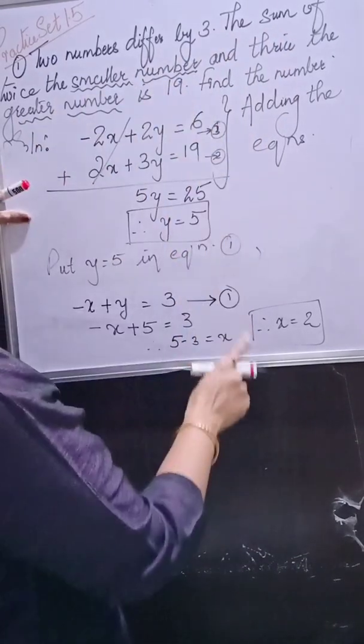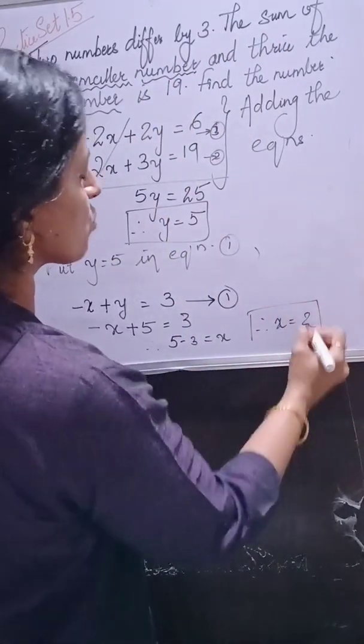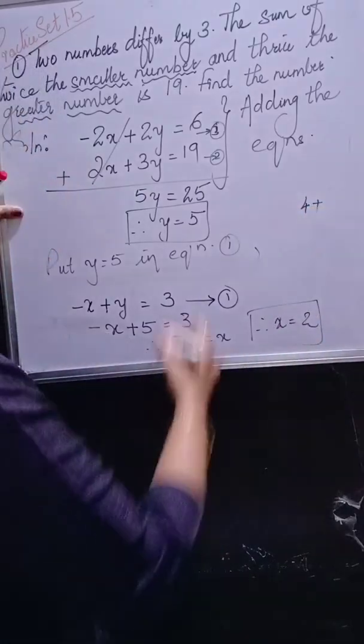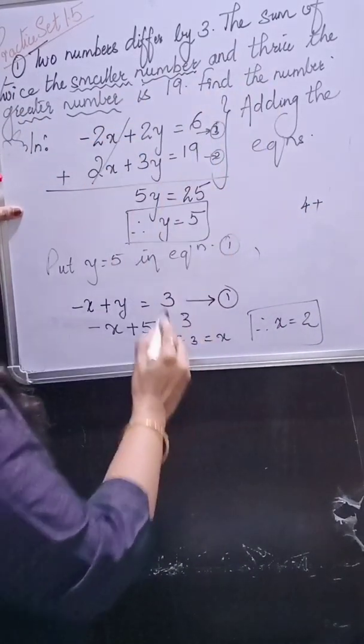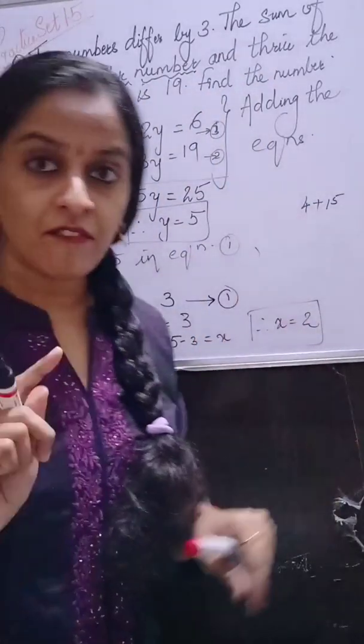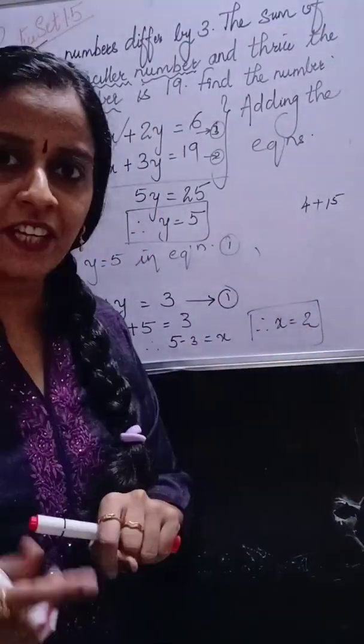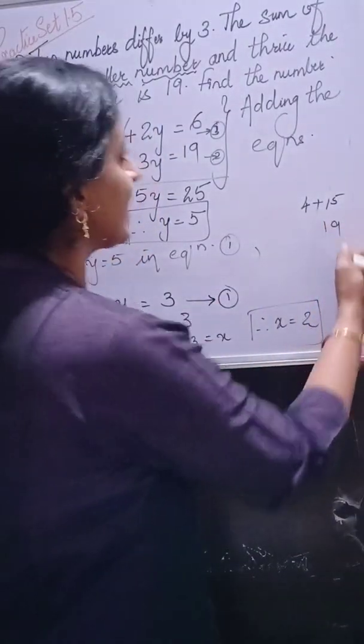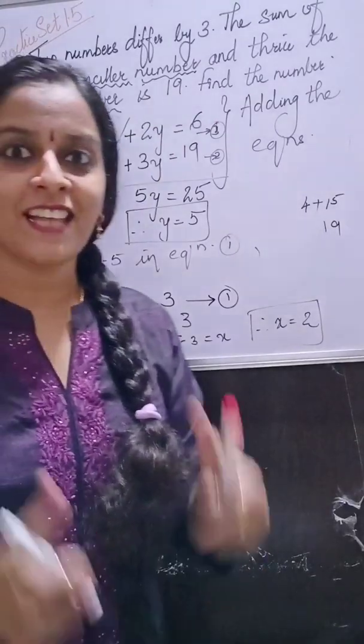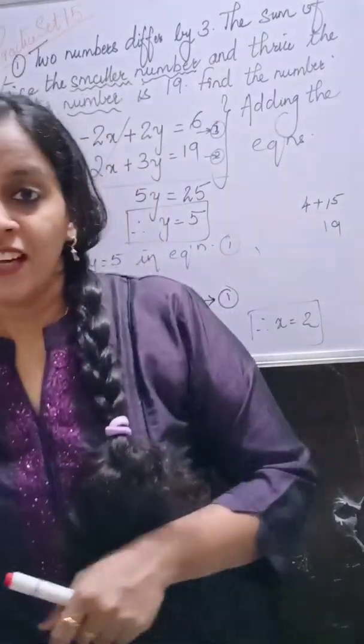Sum of twice the smaller number. So here twice the smaller number means 2 into 2, 4, plus thrice the greater number. The greater number is 5. 5 3s are 15. 4 plus 15 we are getting as 19. Yes, that means we got our answer.